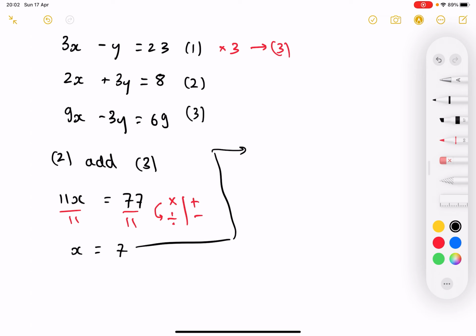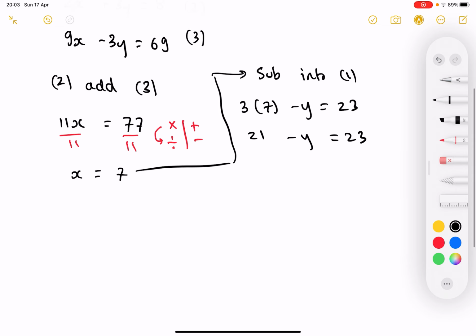So to do this, we can either substitute into the first equation or into the second. Doesn't matter. Let's go with the first one. So sub into equation 1. When we do that, we have 3 multiplied by 7 minus y is equal to 23. Okay, so let's do 3 times 7 first, which is 21, minus y is equal to 23.